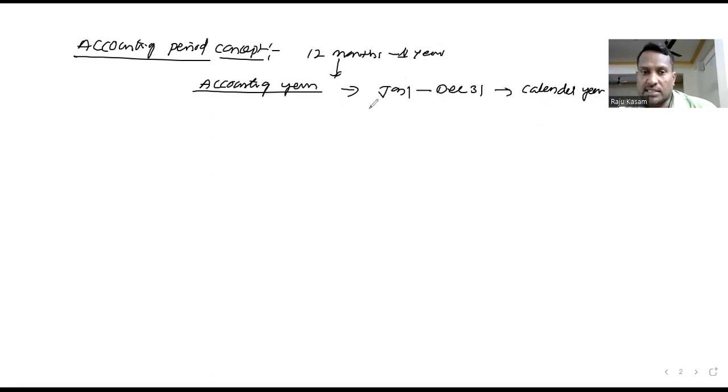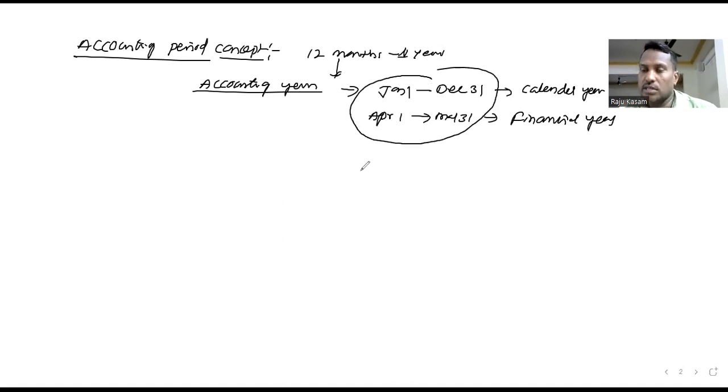And the next accounting year is April 1st to March 31st. The accounting process begins from April 1st and closes on March 31st. This is called the financial year. So these two accounting years are there to record the transactions of the business. That's why the accounting period should be 12 months.